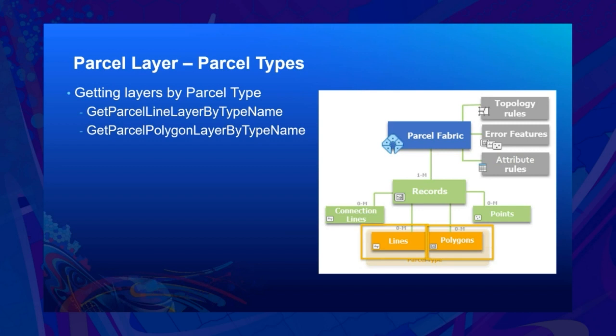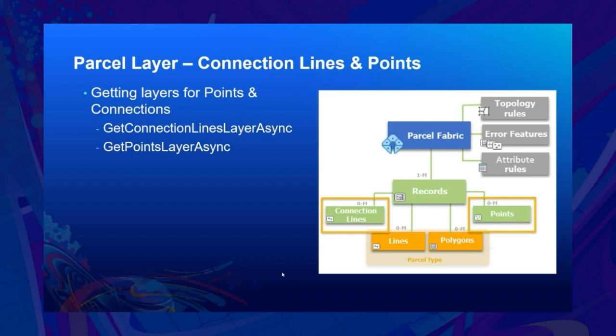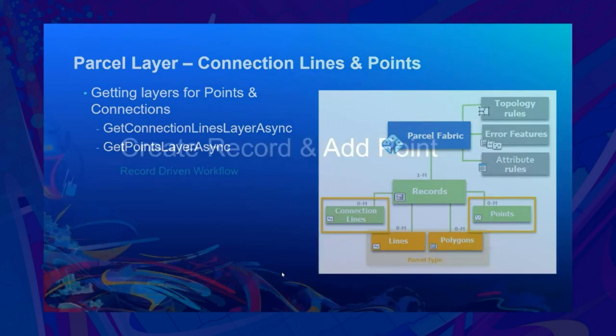And then with those parcel type names, you can retrieve the associated feature layer to access the data tied to any particular parcel type. The user can name the feature layers in the map as anything they like, but the underlying type name does not change. So this allows a deterministic way to get the correct feature layer, regardless of what its layer name is. And similarly, for the points and connection lines, these methods are used to get the point and connection line feature layers controlled by the Parcel Fabric and the parcel layer.